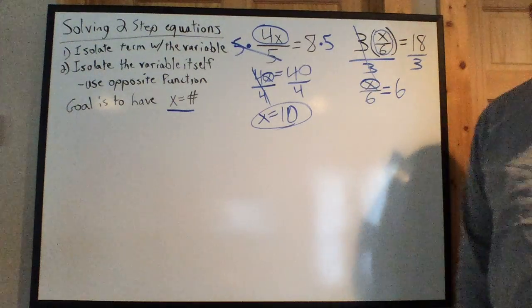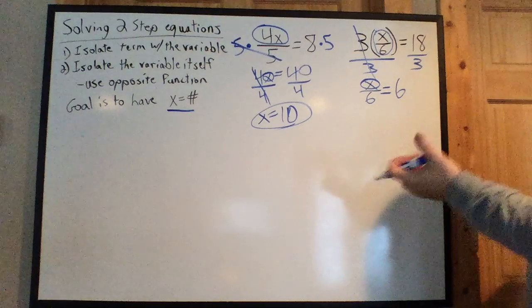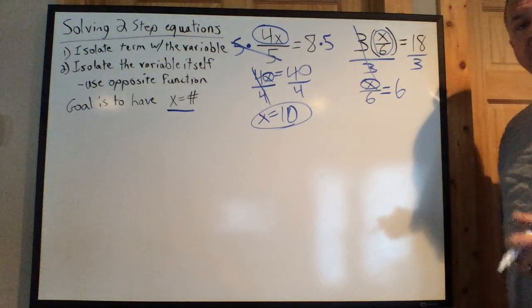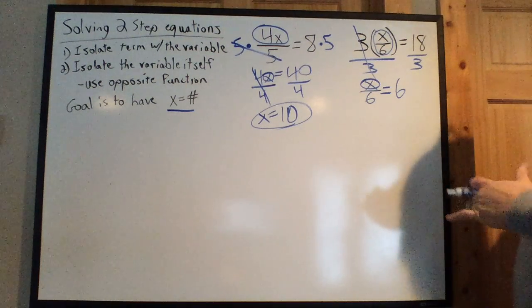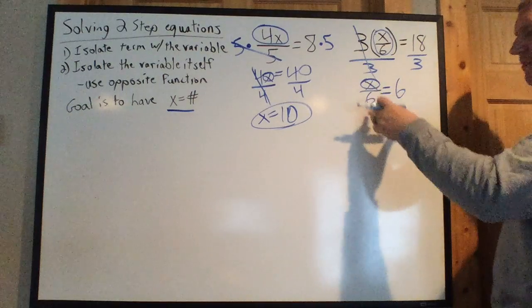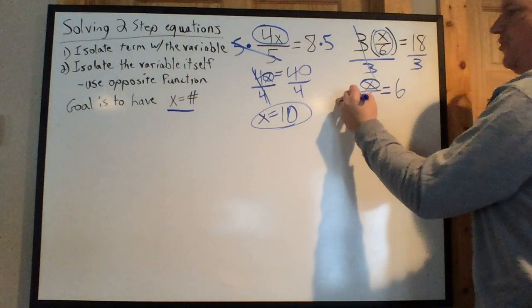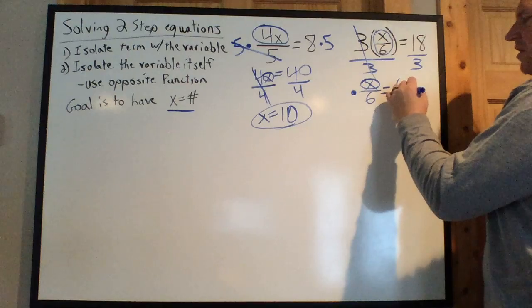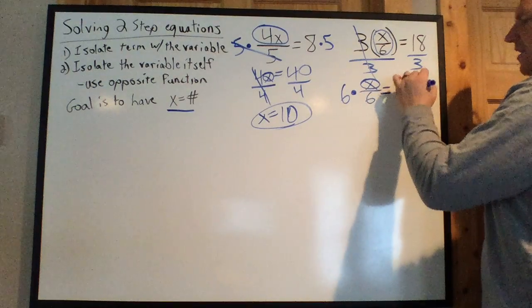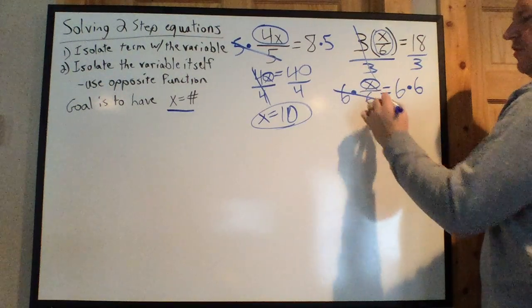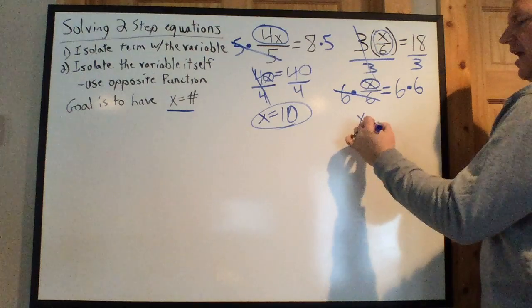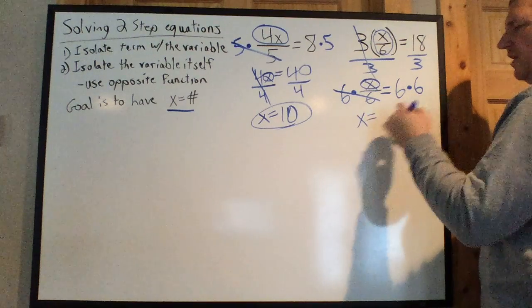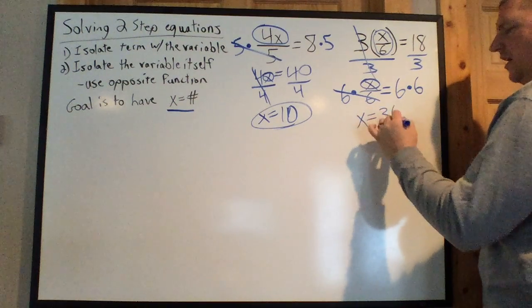So my variable is the x. It is being divided by 6. The x is now in its protective force field. Can't get to it just now, so we have to get rid of everything else around it, which is the divide by 6. So now we're going to undo division by multiplying. We're going to multiply by 6 on both sides. Those two 6s will cancel. x equals 6 times 6, which gives me 36.